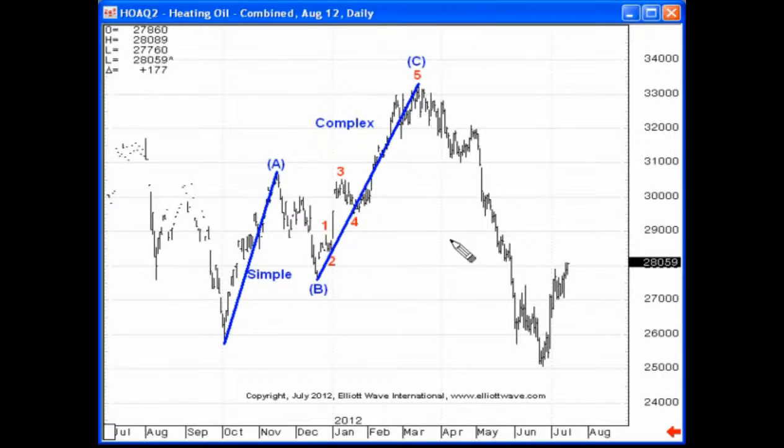So the concept of alternation, you can see it within the development of impulse waves, via waves 2 and 4, and you also see it within corrective wave patterns, within the difference between waves A and B, and also between wave C and wave A. Again, complex versus simple, simple versus complex. That will certainly help in proper wave labeling or wave counting. It also puts you one step ahead of the crowd because you kind of know what to expect.